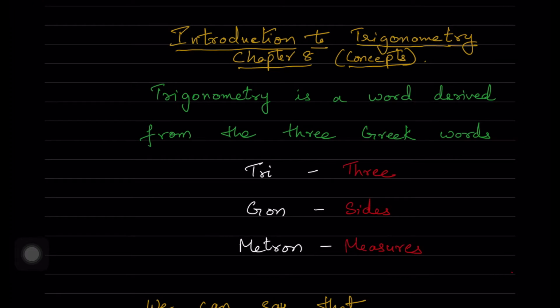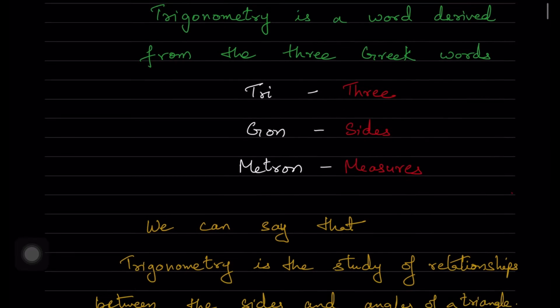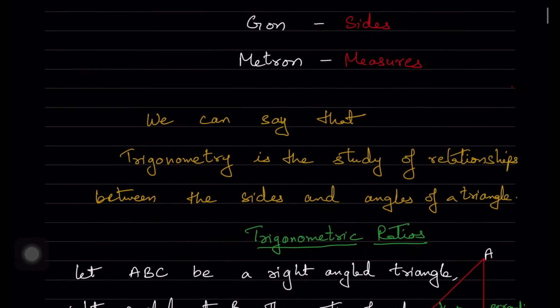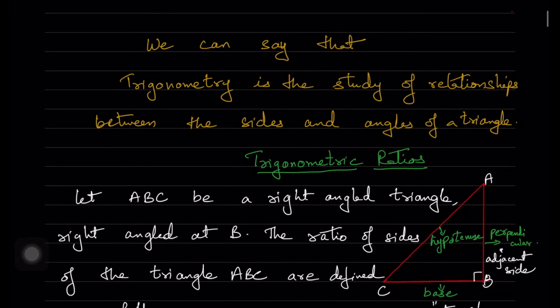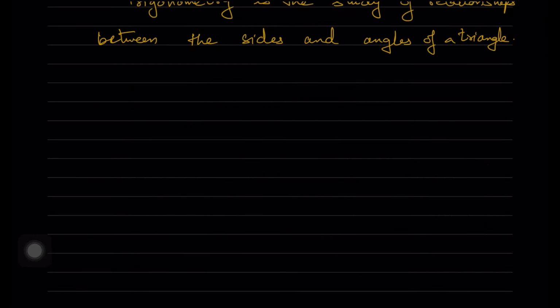Introduction to Trigonometry, Chapter 8. Trigonometry is a word derived from three Greek words: tri, gon, and metron. Tri means three, gon means sides, metron means measures. We can say from this that trigonometry is the study of relationships between the sides and angles of a triangle. Now we'll go into what are called trigonometric ratios.